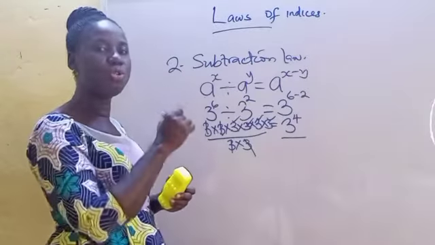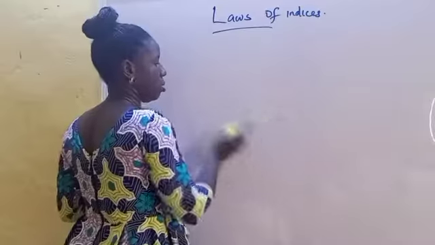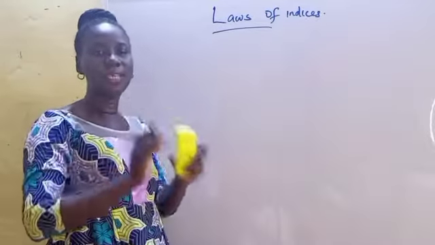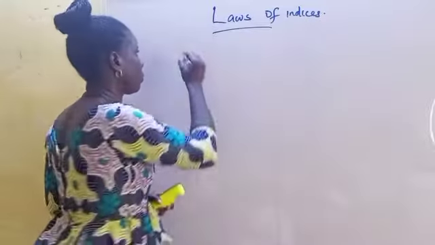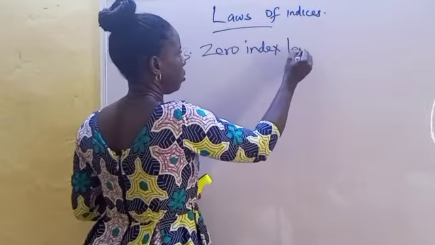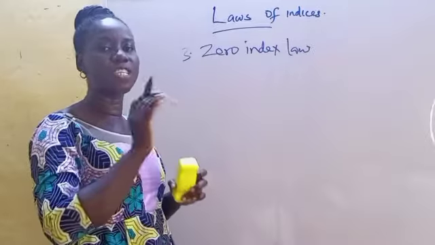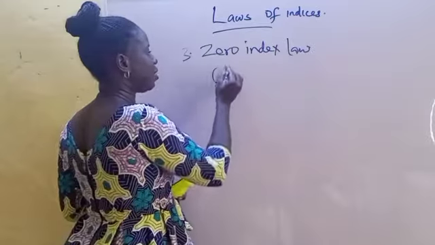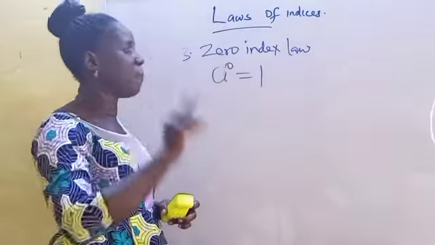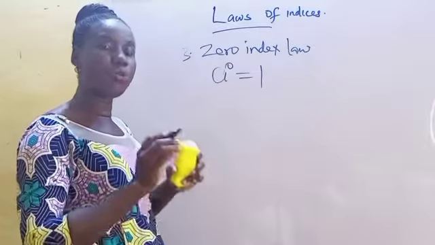So we are going to be looking at the third law of indices. The third law of indices is actually the zero index law. That is when a base has the power of 0. So I write it as a^0 is always equal to 1. Any base with the power of 0 will give us 1. So how do we show this?